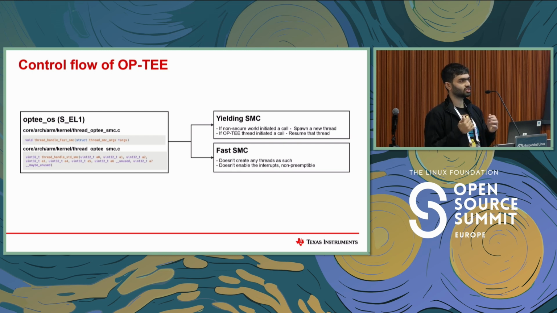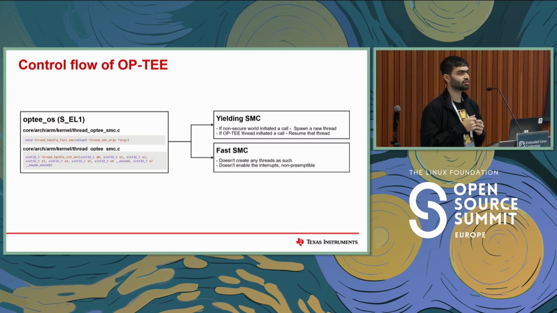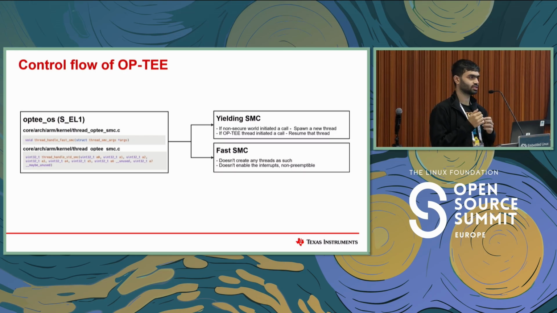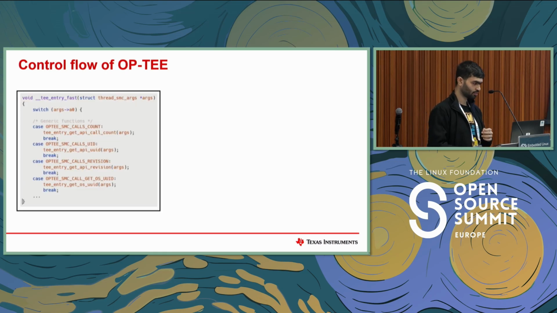So now, as I mentioned, it would either be a yielding SMC call or a fast SMC call. Yielding SMC is basically a functionality where OPTEE will spawn threads in its own environment so that if any interrupt comes, you don't have to end up worrying about latency numbers, etc. It's still up to some extent real-time performance because the thread can be preempted and the call can go to non-secure world and then come back to the secure world when that interrupt handling is finished. Fast SMC call is not preemptable. It doesn't create any threads. It doesn't enable the interrupts. So it should be fast by definition.